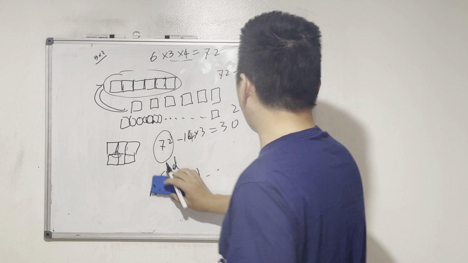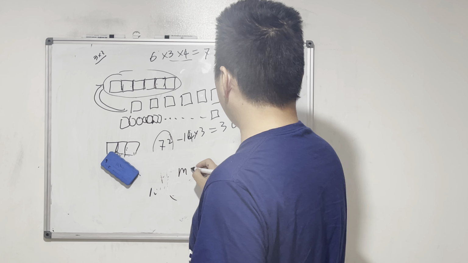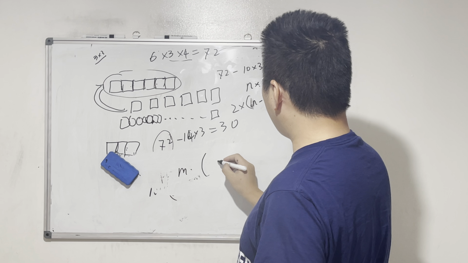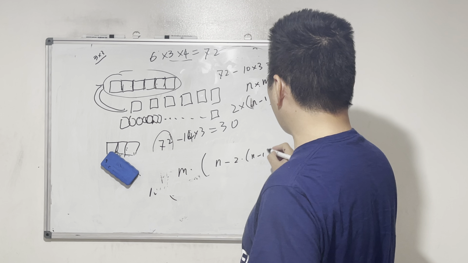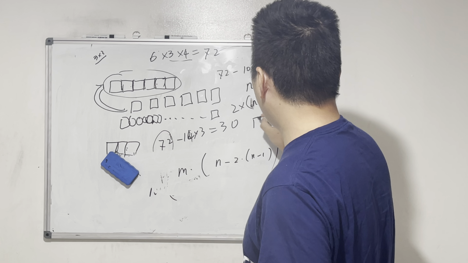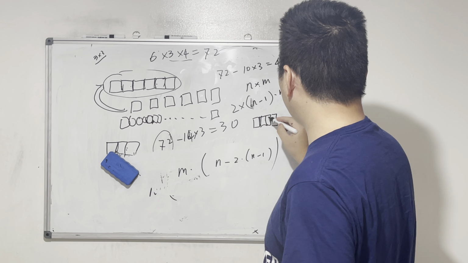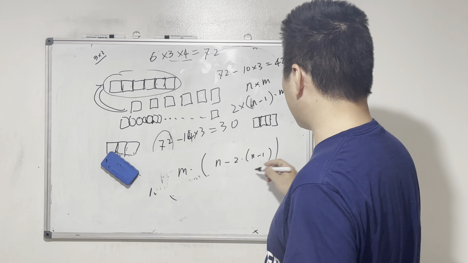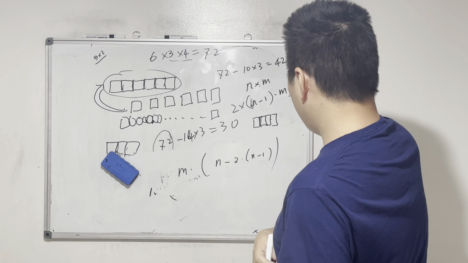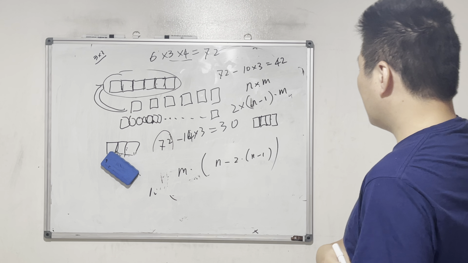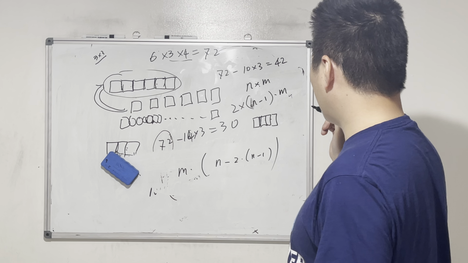So the answer will be what? M is the unit, times n minus 2 times n minus 1? Let's say if there are 4, what's the answer? 4, 1, 2, 3, 3 times 2, 6, yeah? So the answer is this one. Is it right? No, no. Is it right?